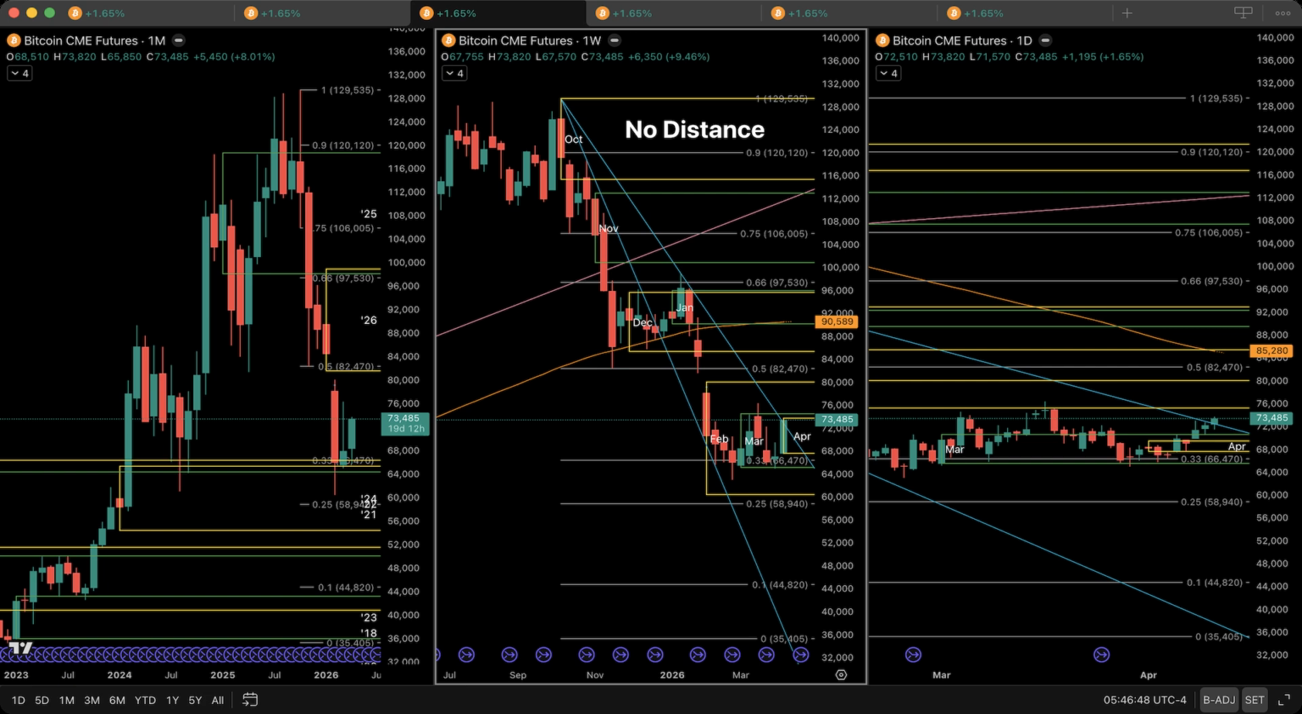Now the condition becomes clear. If daily continues forming inside this weekly and monthly containment, distance remains limited. If price begins to establish position outside these overlapping boundaries, tolerance must expand. Execution conditions remain in transition.